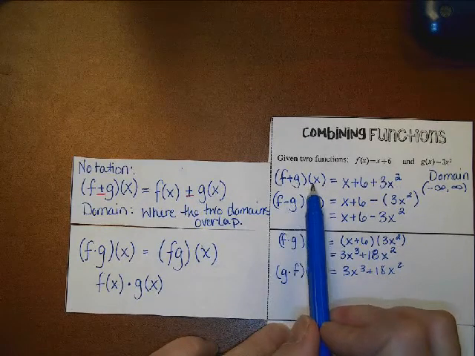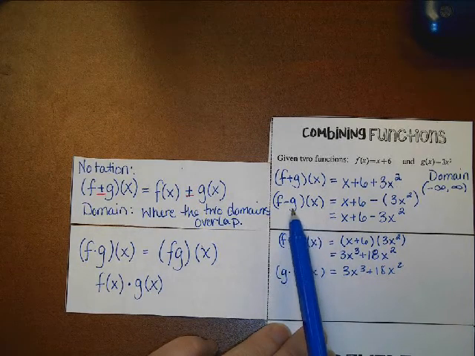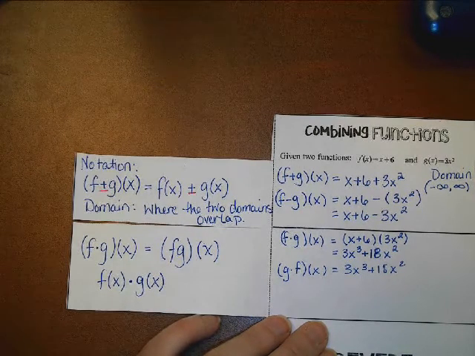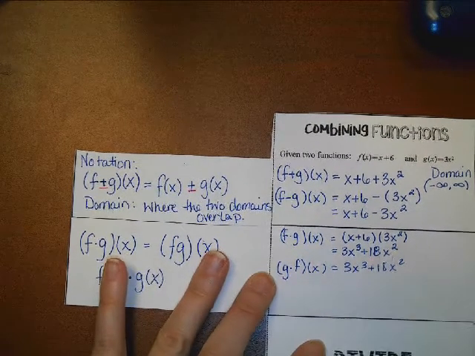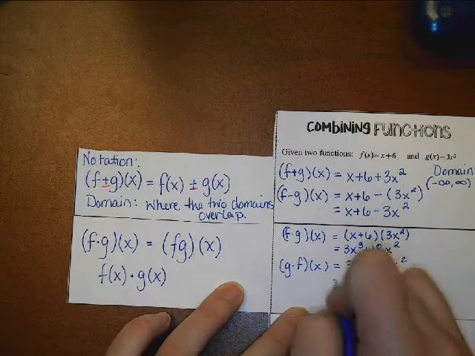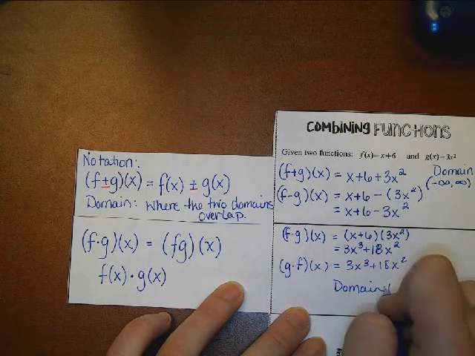Okay. Addition is commutative as well, so f plus g is going to be the same thing as g plus f. The only one that you have to be careful of is f minus g is not the same as g minus f. Okay. Anyway, what's the new domain? It is negative infinity to positive infinity.